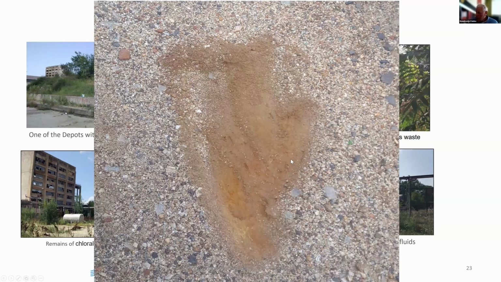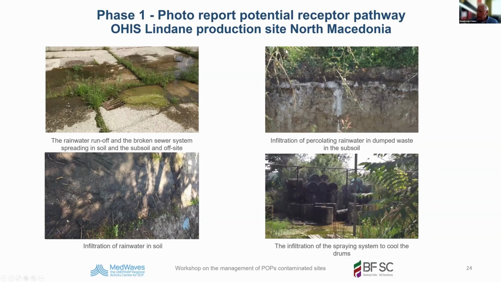Here you see them. So what we expected was true. This site was also contaminated by mercury. Then photos of the receptor pathway on the same site: rainwater runoff and broken sewer system spreading into the soil and subsoil. So the pathway is the runoff. It enters the sewer, which is broken, so the soil around the sewer is most likely contaminated.